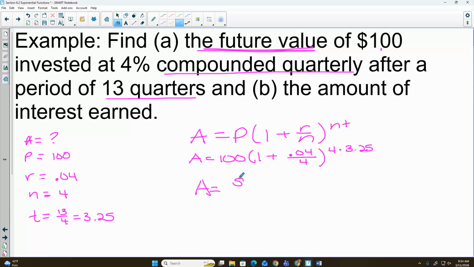A is our ending amount. That is a dollar amount, so we're going to round to 2 decimal places. So it's 113.809, so that would be $113.81. All right. Does anyone need to look at their calculator right now?